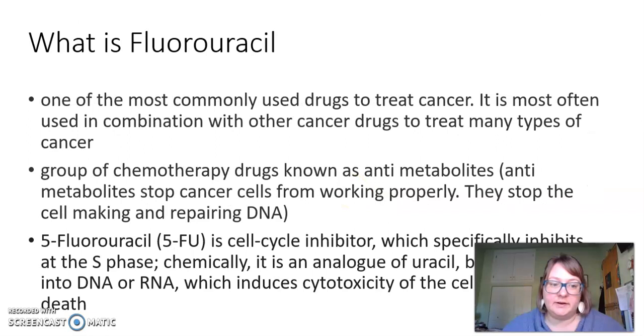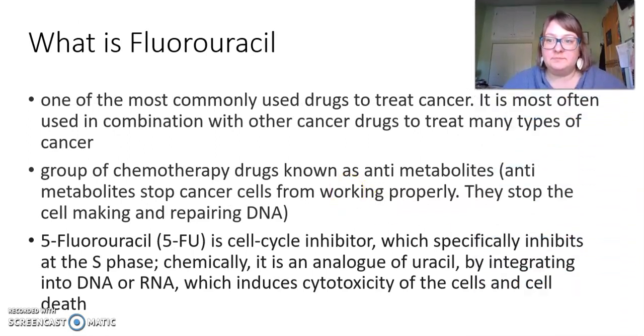And then fluorouracil, also known as 5-FU, is a cell cycle inhibitor, and it specifically inhibits at the S phase. And chemically, it's an analog of uracil by integrating into the DNA or the RNA. And then this induces the cytotoxicity of the cells, which eventually leads to the cell death.